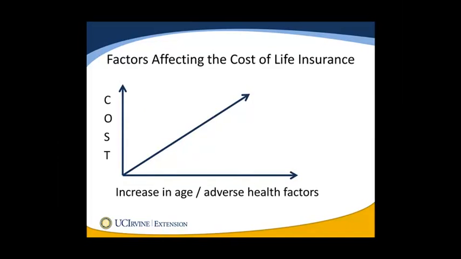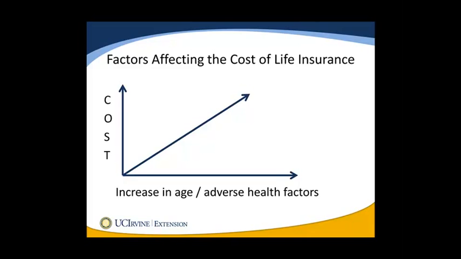Now, I have this chart here, it's a very simple graph, showing the relationship between the cost of insurance and time as well as the adverse health factors. On the x-axis going up and down, you see cost. On the y-axis, you'll see increases in age as well as adverse health factors. The idea here is to demonstrate that as you get older, the cost of insurance, life insurance that is, goes up.